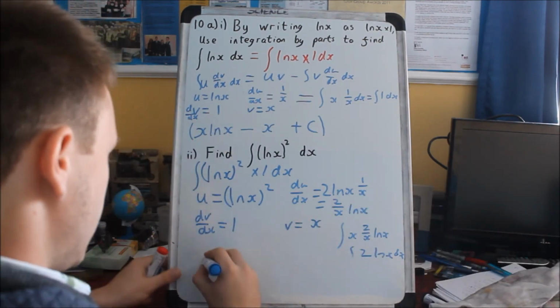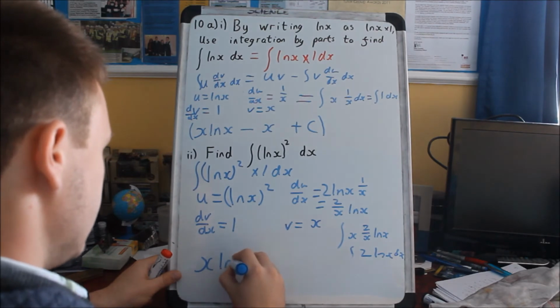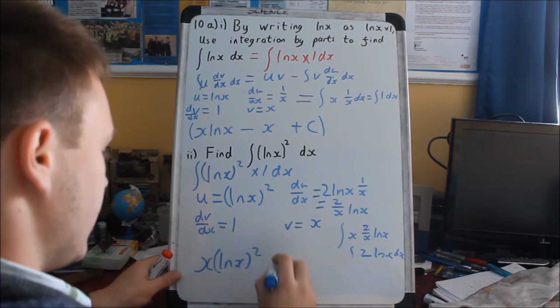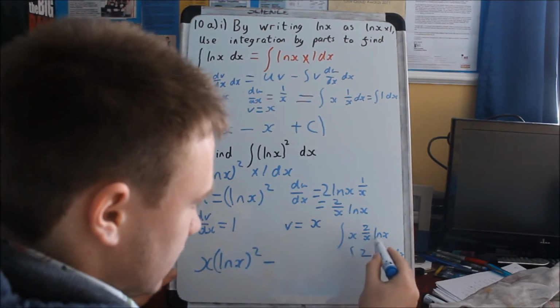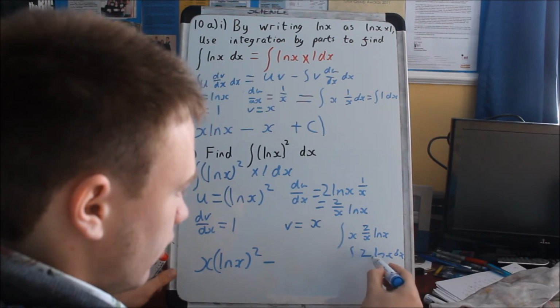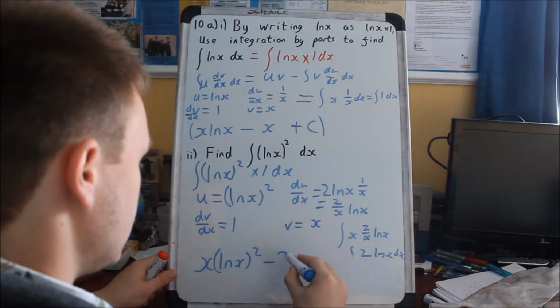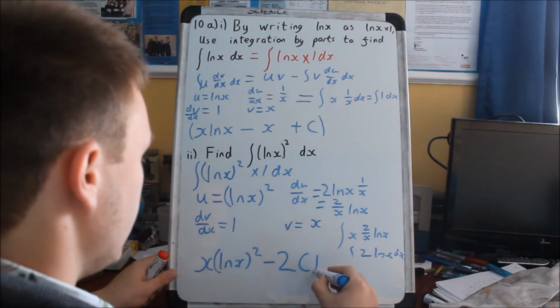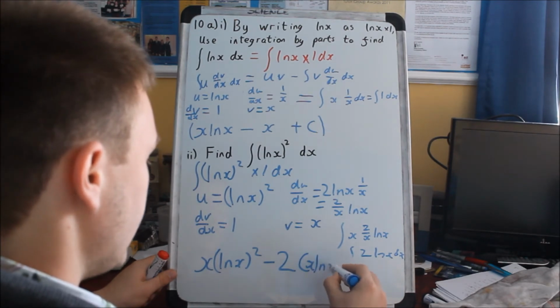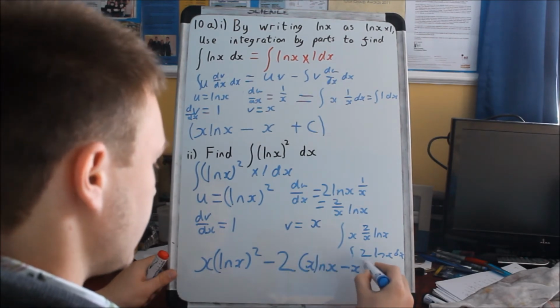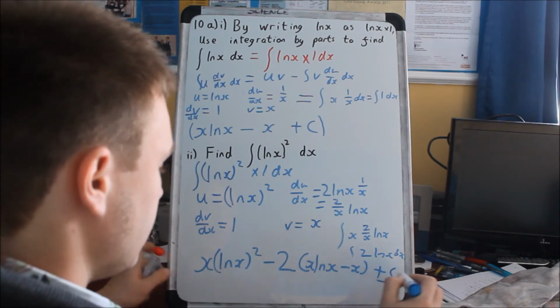So we've got the start, we know how we do that, it's just uv, x ln x squared, that part's fine. Minus, so this becomes 2 ln x, it's 2 lots of what we integrated in the first place, so it's 2 lots of x ln x minus x. And then we have a plus c, again you need the plus c.